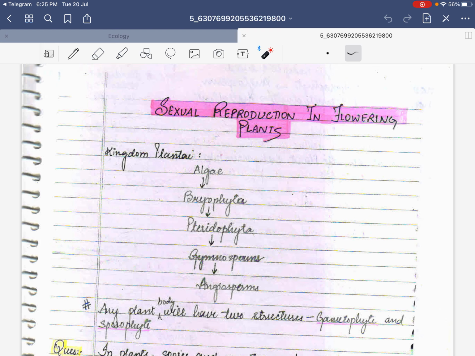Let's begin with sexual reproduction in flowering plants. This will be part 1 of the series.